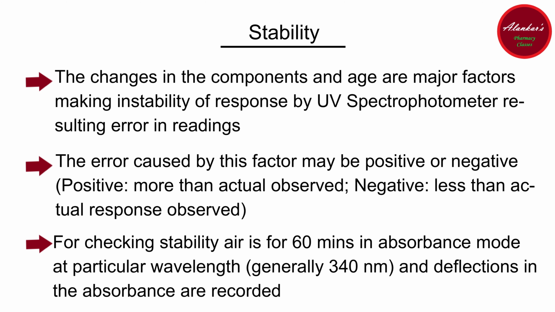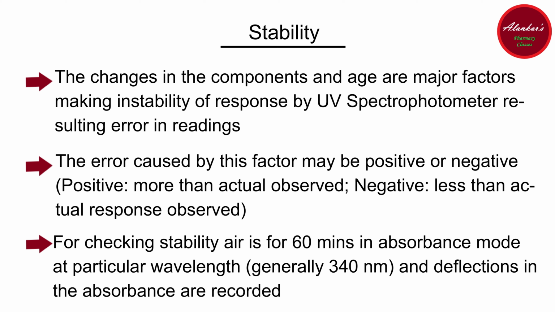And the next step is the stability. Changes in the components and age are the major factors causing instability of response by a UV spectrophotometer, resulting in error in readings. The error caused by this factor may be positive or negative. Positive errors are those in which we actually observe values that are more than actual, and in the case of negative error, the readings are less than the actual response.